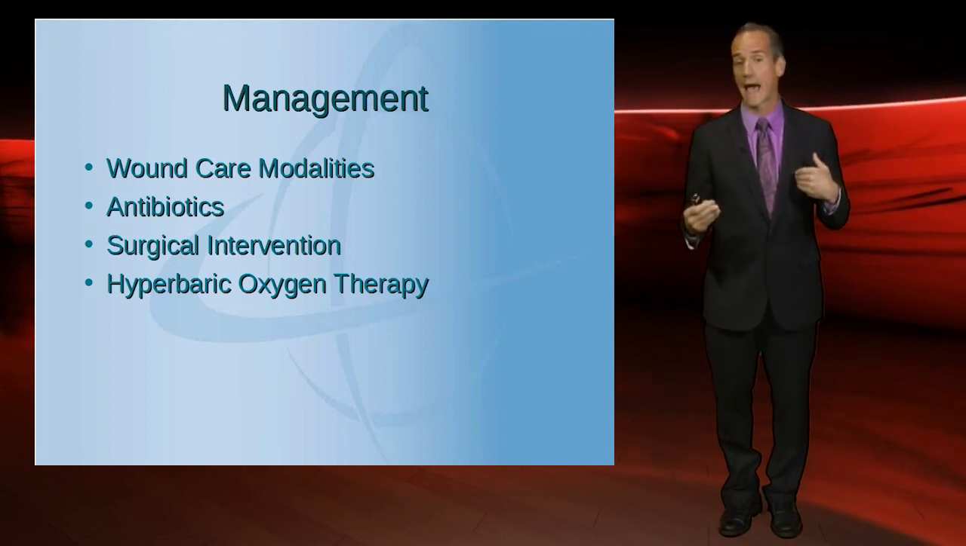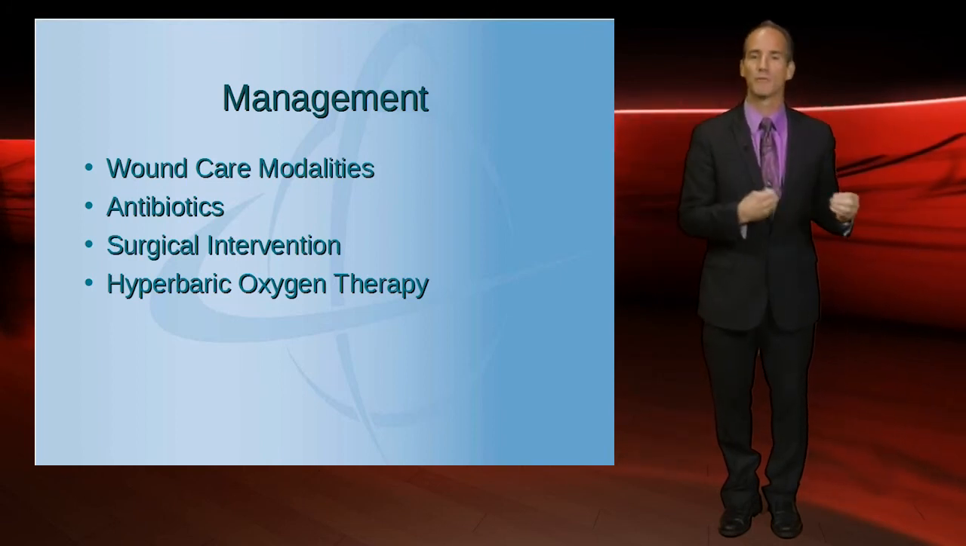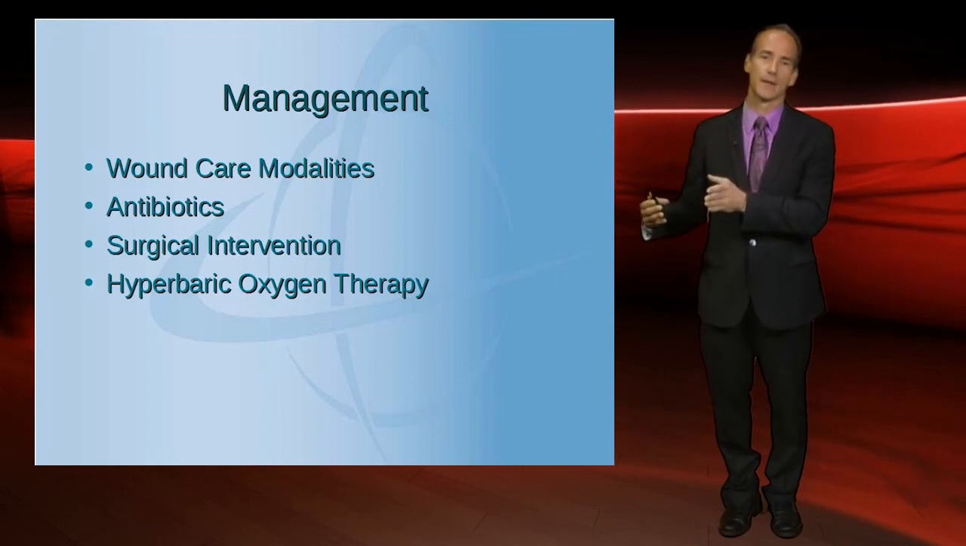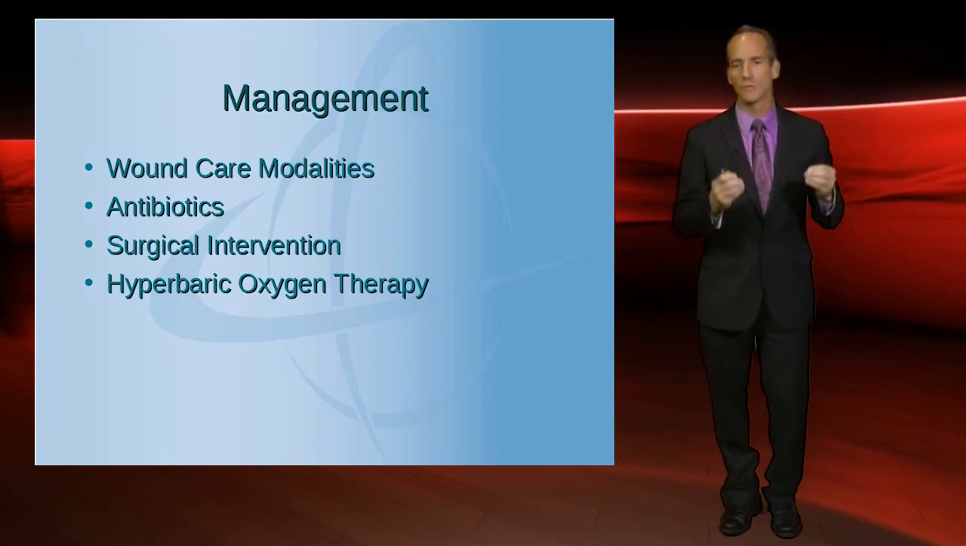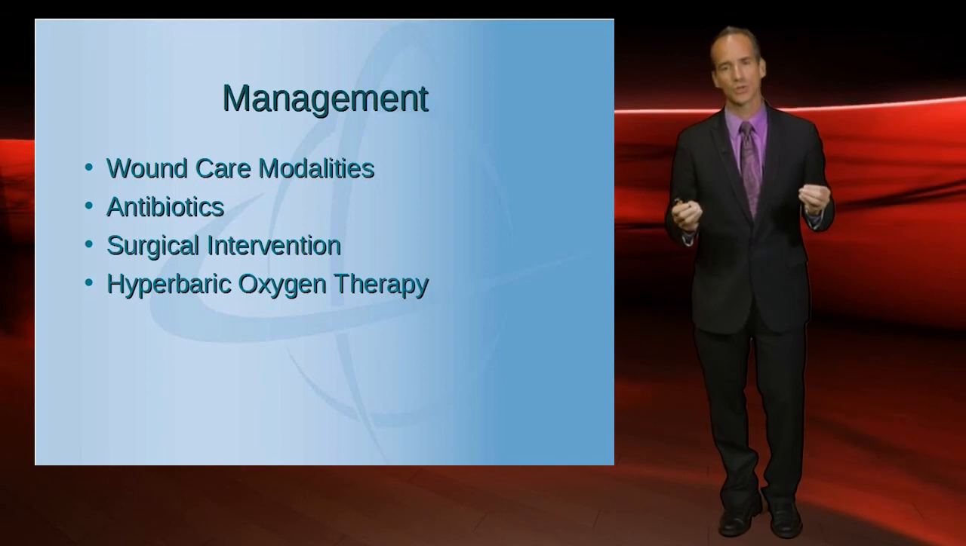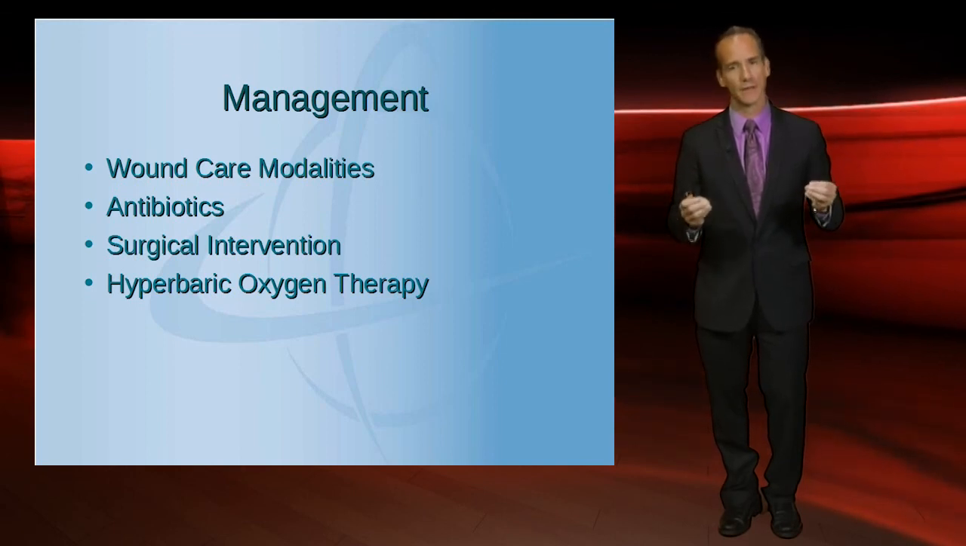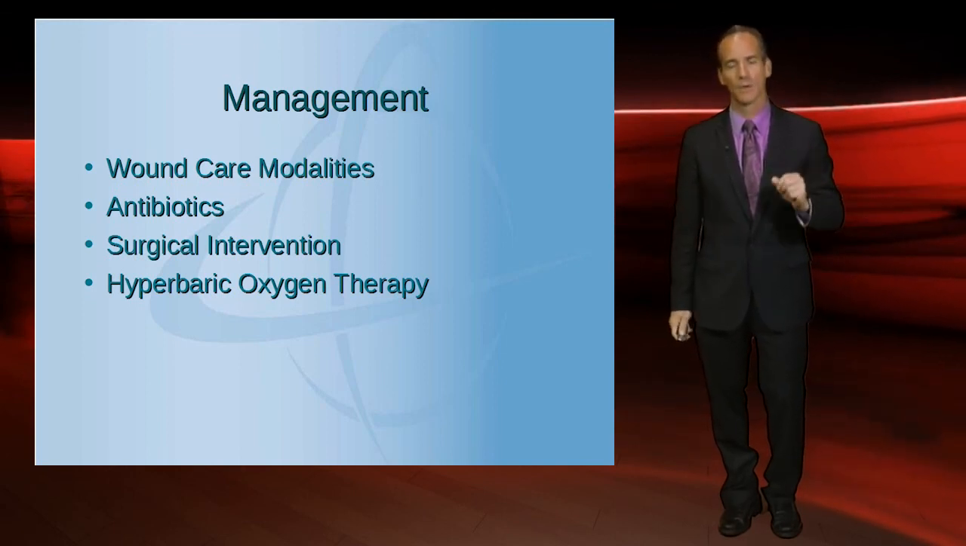Typically, if we're going to do a flap, we'll do hyperbaric oxygen before and after the flap. And the hallmark procedure for the treatment of radiation injury in the soft tissues is hyperbaric oxygen. It really is the standard of care, and the literature supports that.